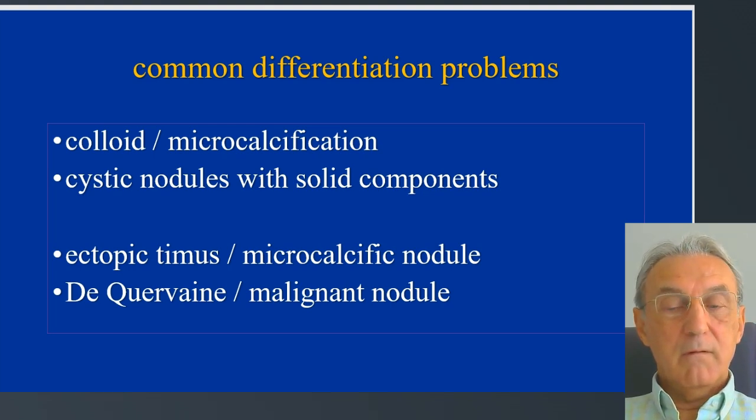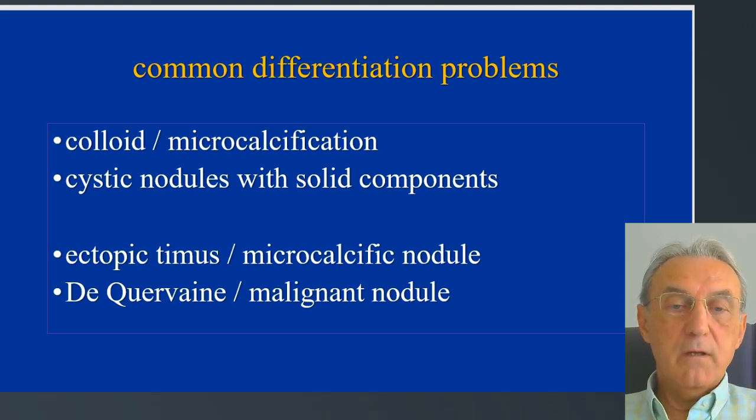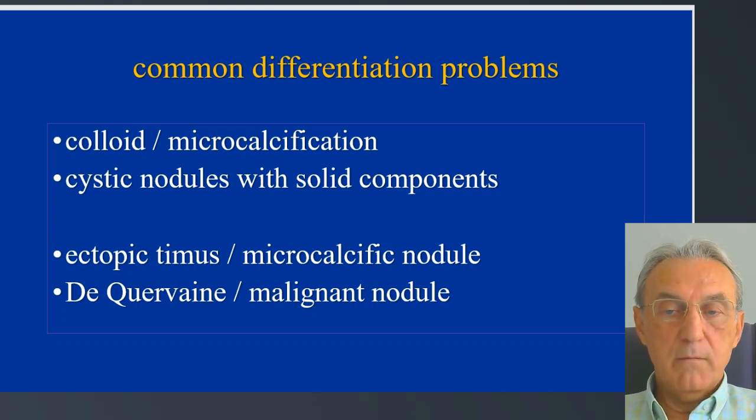And the second problem is cystic nodules with solid components. We cannot always say that these are benign because the solid components may have papillary cancer components. The third problem is in children. Sometimes ectopic thymic tissue may be considered as microcalcific nodule. We should keep this in mind. This doesn't happen in adults.